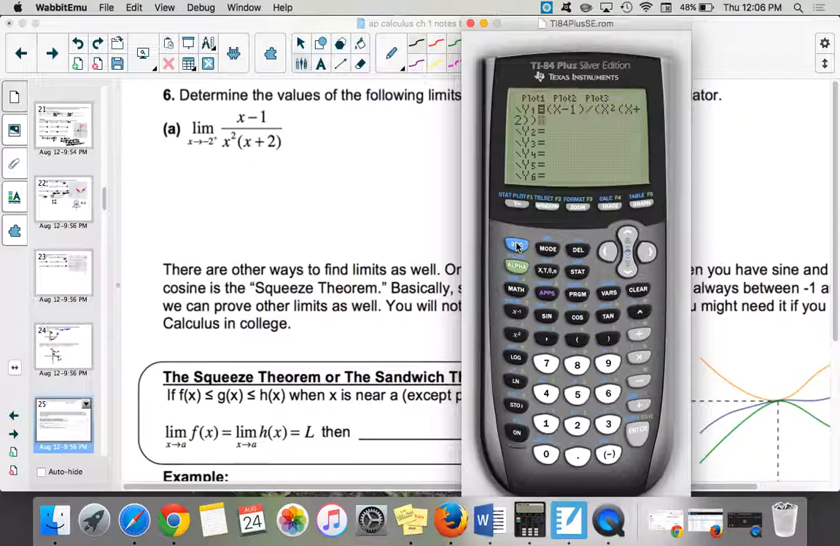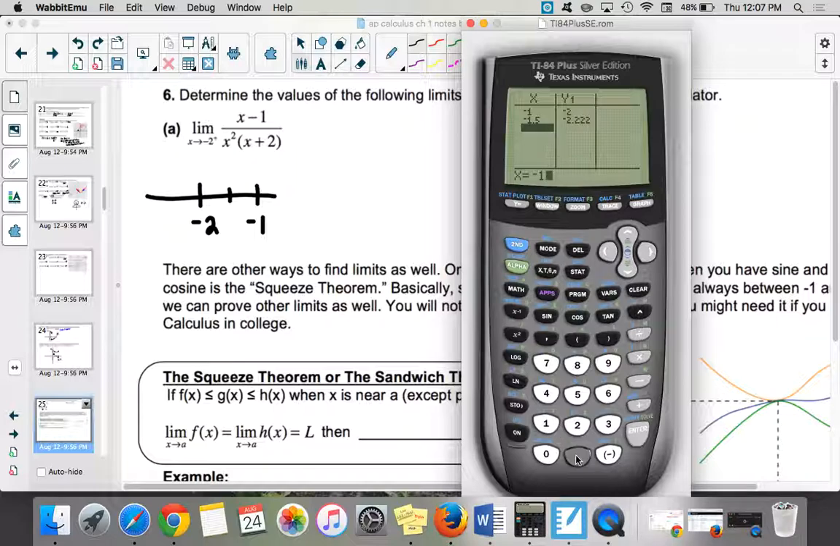All right, and then we're going to do second table. If you need to adjust it so you can put in whatever values you want, you go to table set and do ask. I have to do this every single time on my calculator up here. Okay, and we're going towards negative 2 from the right-hand side. So let's think about where negative 2 is. What numbers do I want to plug in? Negative 1, negative 1.5, negative 1.9. Does this make sense? Yeah, totally.